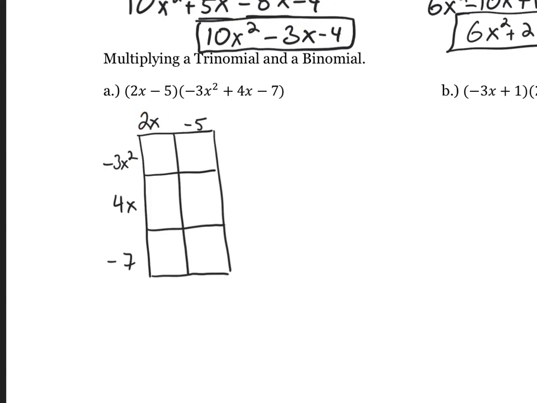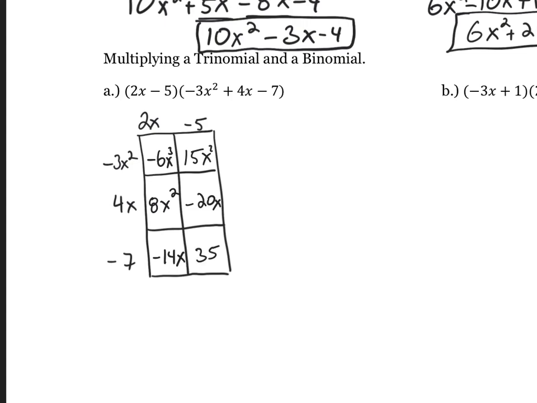Just remember, you're going to take 2x and multiply it by this to come up with this box, and then you'll take the next term and multiply it by this to come up with this box. So go ahead and give that a try and then rejoin me when you're ready. So I'm getting negative 6x cubed for the first box. I'm getting 15x squared for this box. I'm getting 8x squared for this box. Negative 20x here. Negative 14x here. And then lastly, a positive 35.